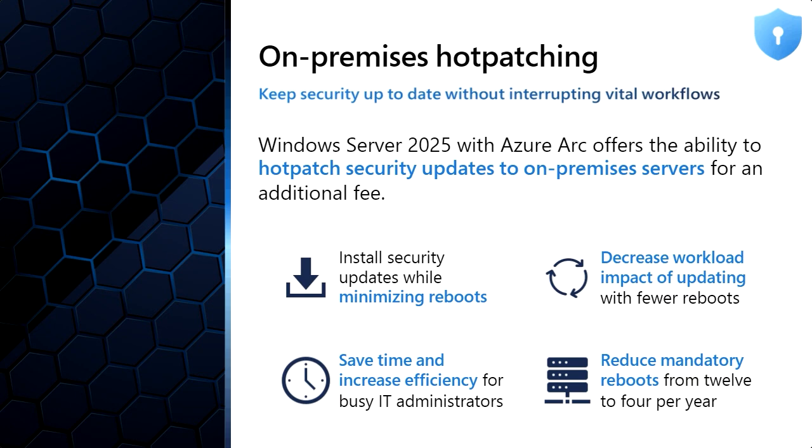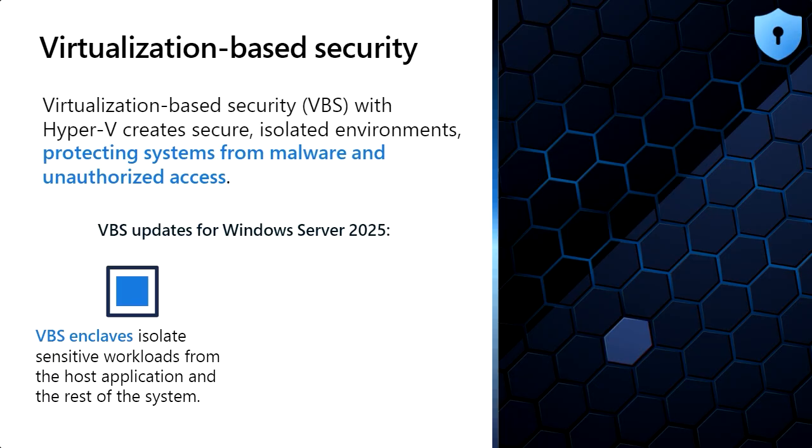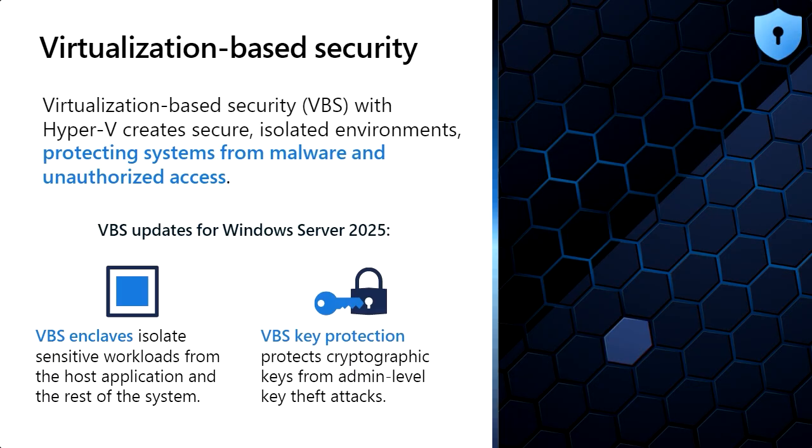And with that, we also have VBS. Now, VBS is virtualization-based security, right? So that's with your Hyper-Vs, and it protects your system from malware, from unauthorized access, from someone getting access to it. And we do this through 2 great things: your VBS enclaves and your VBS key protection. With both of these, we're making sure your cryptographic keys, your sensitive workloads, everything is safe. Enclaves are able to isolate them to make sure that no one has access to them whatsoever.